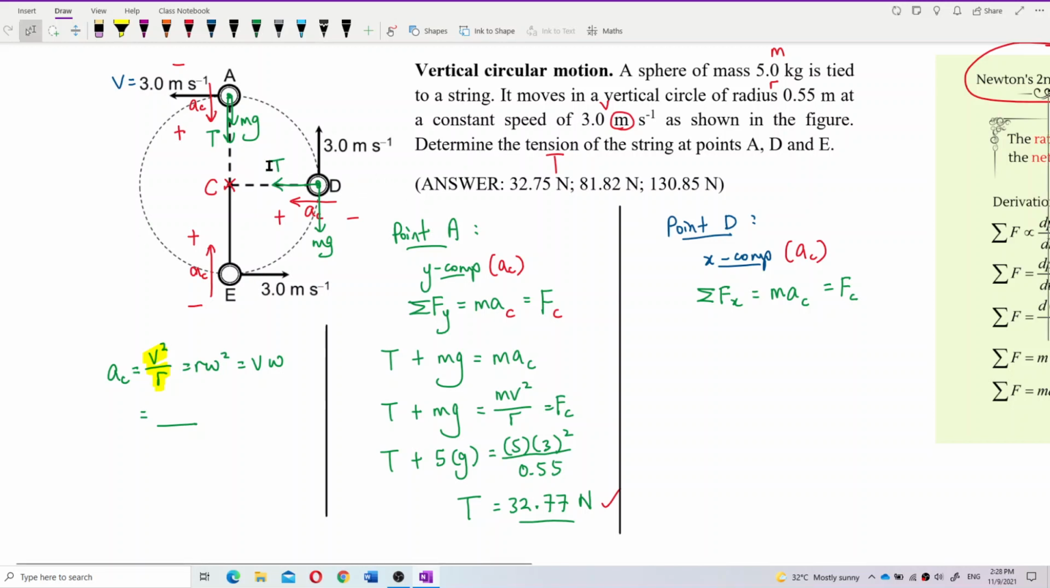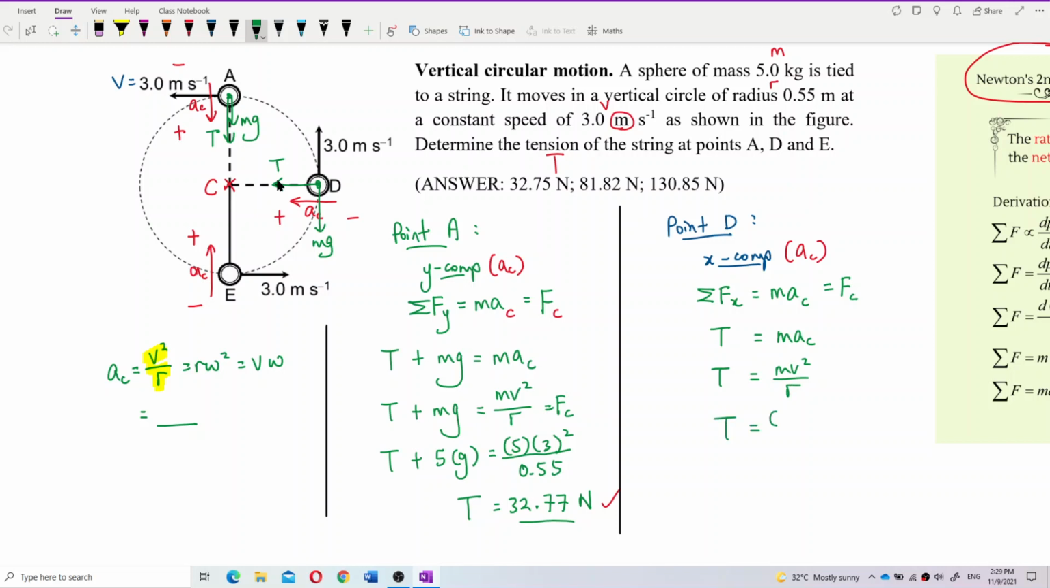The tension, and the tension is in the same direction as the acceleration, so it is a positive force. What other force? No more. mg is in the y component, so it is not involved in the x component. So only the tension is involved in the x component, and it is positive. Then tension equals m a_c, which is mv squared over r, so we can find our tension.